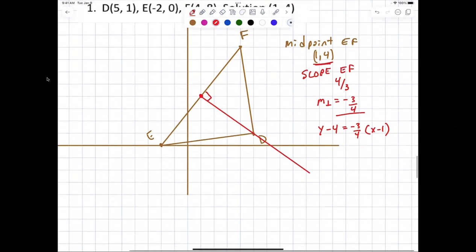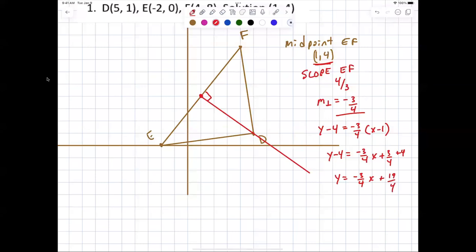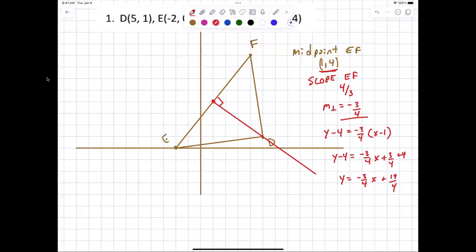All right. Now, y minus 4 equals -3/4 x plus 3/4. Then when I add 4, that equation is y equals -3/4 x plus 19/4. All right, are we okay with that? Yep, I'm going to keep it right up there.